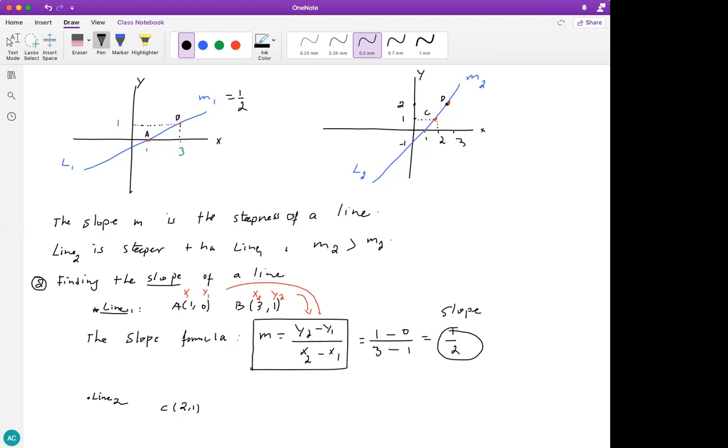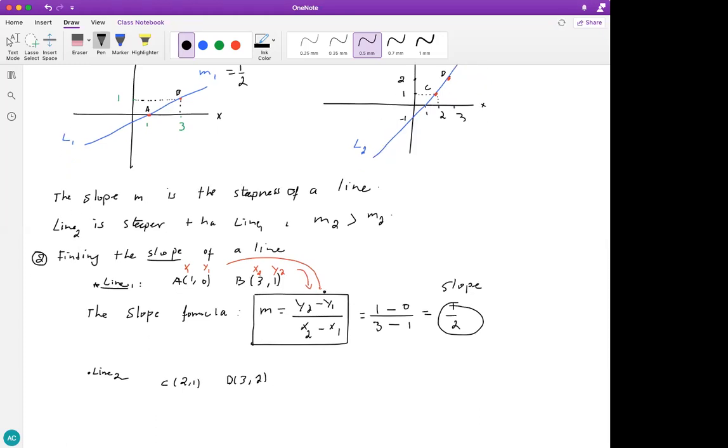What are the coordinates of the point D from the graph? This point here. Everybody, what are the coordinates? 3 and 2. Yes. That's right. So X is 3, and Y is 2. Good, so that's the first step.